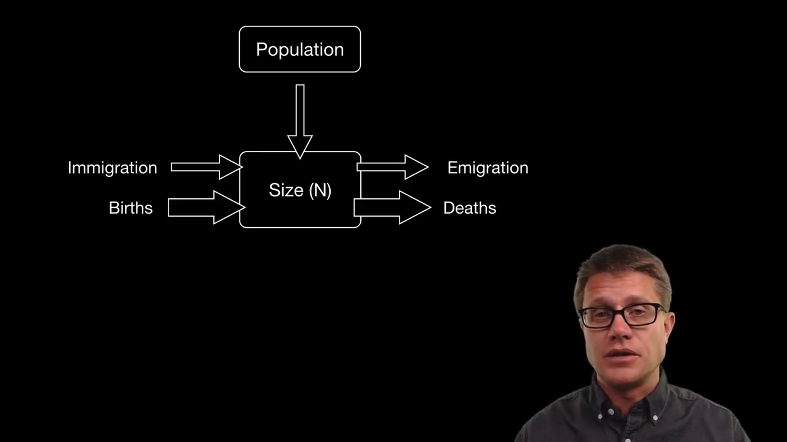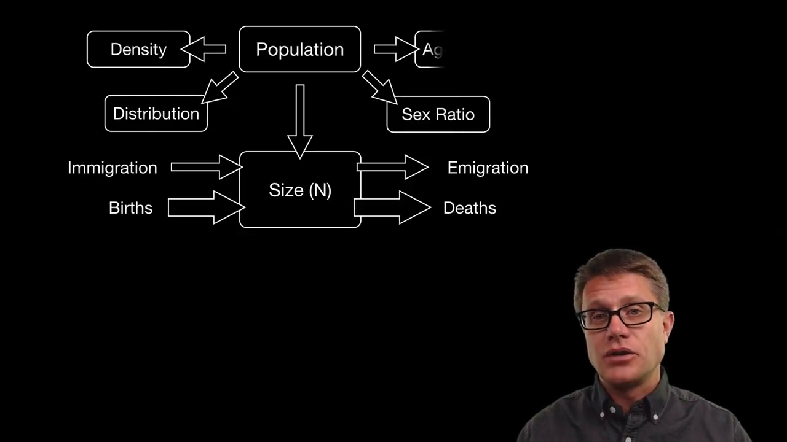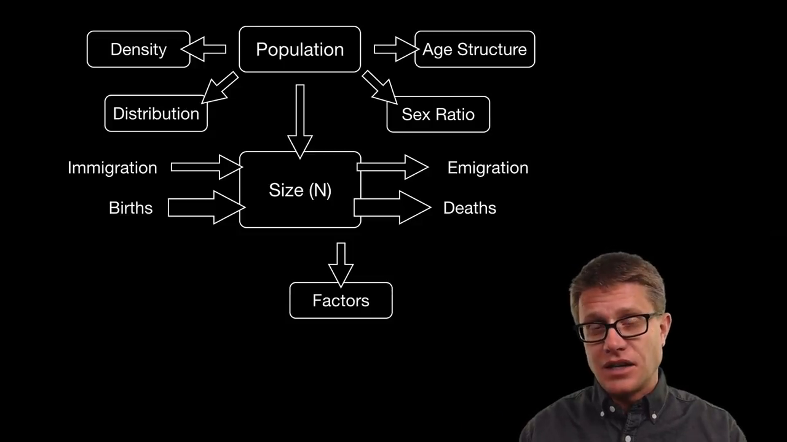It's not the only characteristic. We also have the density and distribution. We have the sex ratio and the age structure as well. But what other factors outside of this intrinsic growth rate can affect their growth?